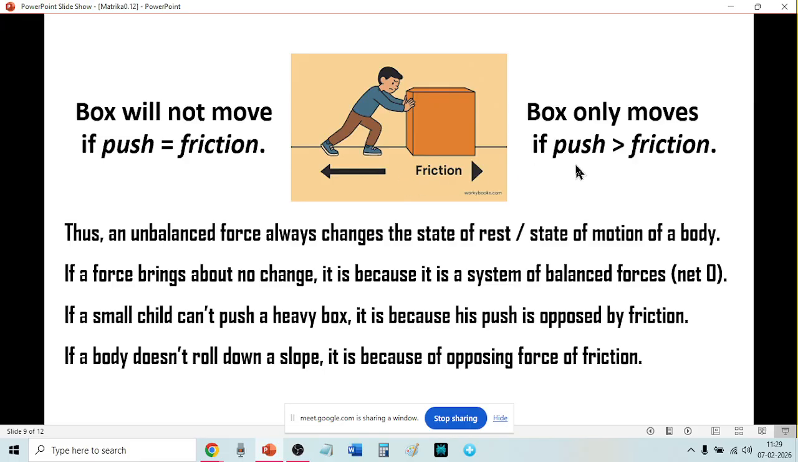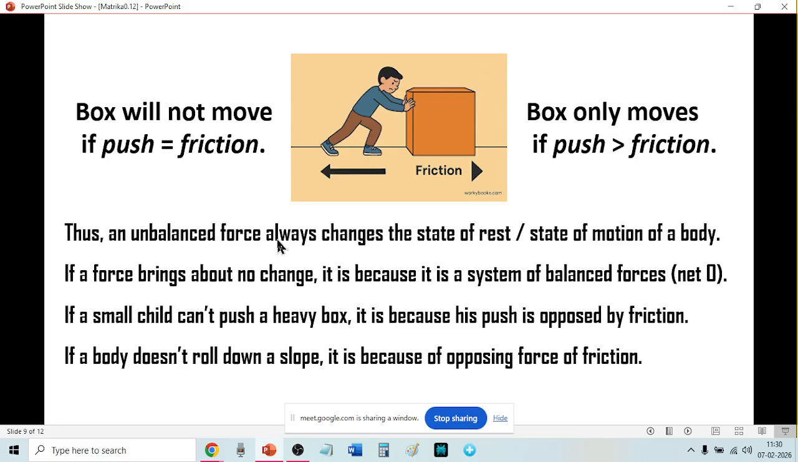If push is greater than friction, then the box will move. If the push is equal to friction, the box will not move. If the push and friction are equal, what are you getting? Balanced forces, equal and opposite forces, no motion. If the push is bigger than friction, then you will get motion. It should be unbalanced forces, right?